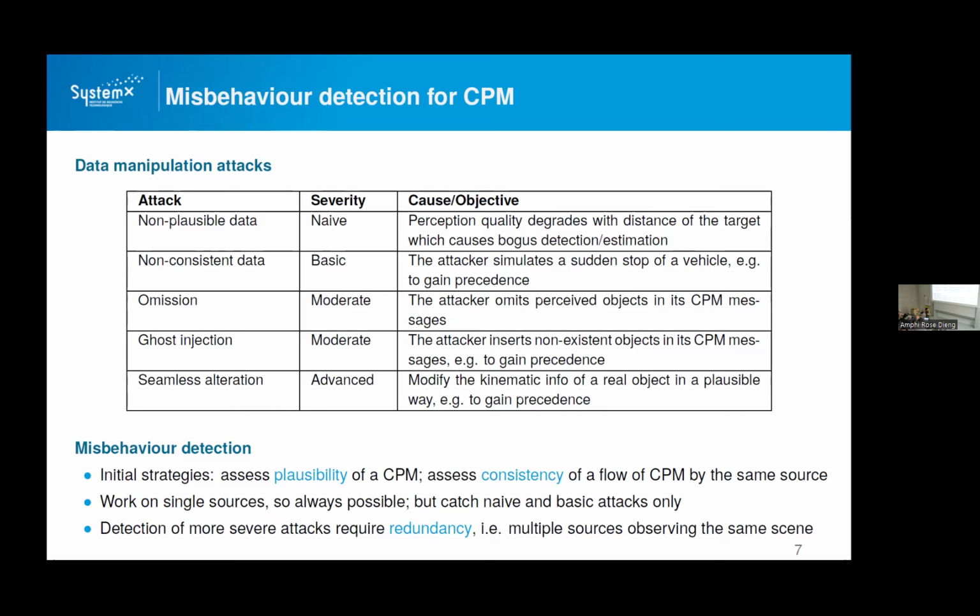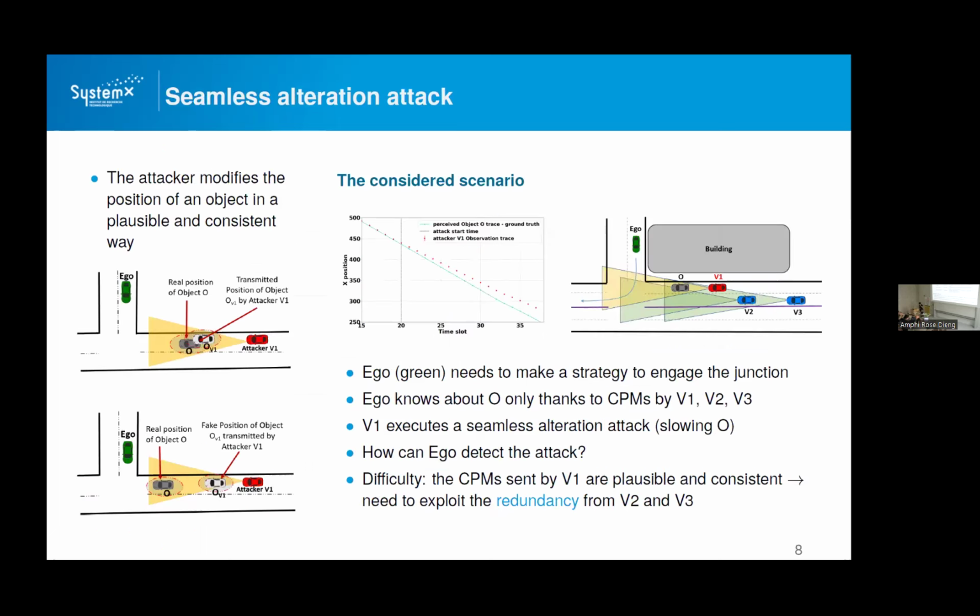And then there is the seamless alteration attack, which is the one I'm going to speak a little about today, which is the most complex one. Again, I can spot it just if I have redundancy. And the attack goes in this way. So look at the left. You have an individual who can see with their own senses what is happening on the street. You have an attacker, which observes a vehicle O.